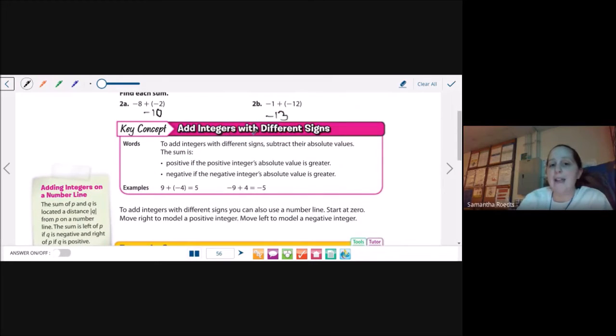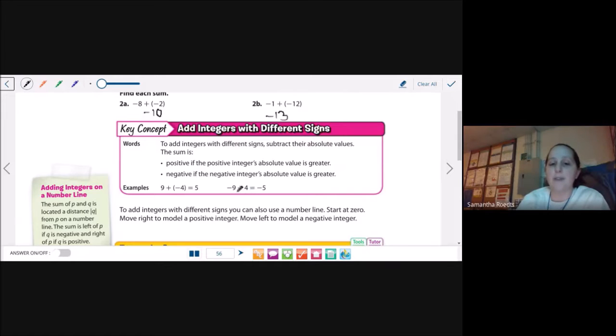Key concepts, add integers with different signs. To add integers with different signs, I subtract their absolute values. The sum is positive if the positive integer's absolute value is greater, or negative if the negative integer's absolute value is greater. So for example, 9 plus -4. 9 minus 4 gives me 5. 9 is bigger, and that's positive, so my answer is positive.